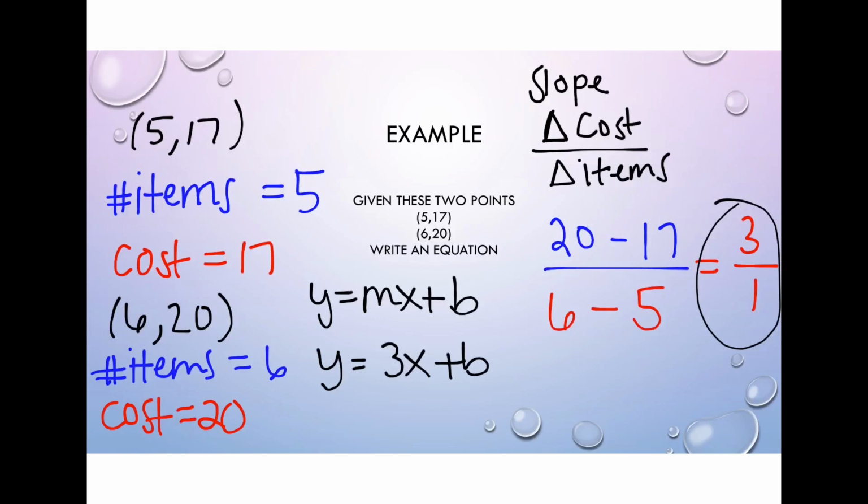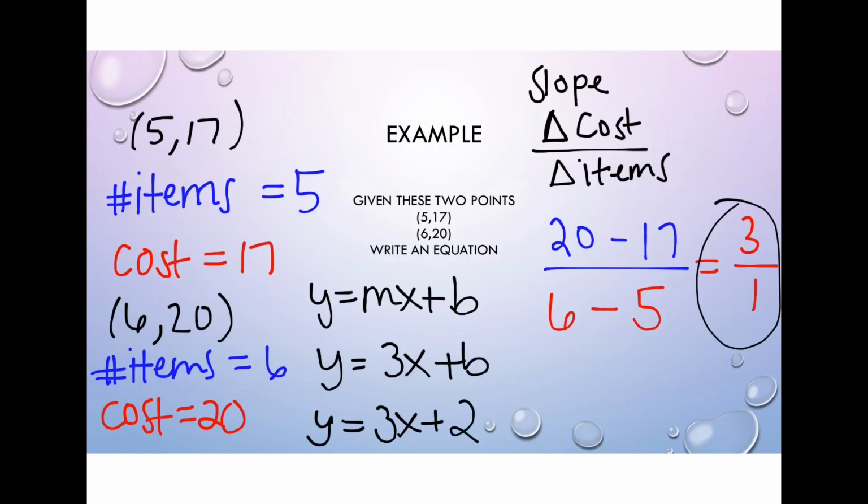How do I find b? Well, we discussed that if we plug back in 6 items, so I'm going to take this 6 right here, plug it back in for x. I get 3 times 6, which gives me 18. But it's telling me my total cost is 20. Well, this says 20 equals 18 plus b. Well, how could I get from 18 to 20? Oh, I could add 2. So my b is 2. So y equals 3x plus 2.